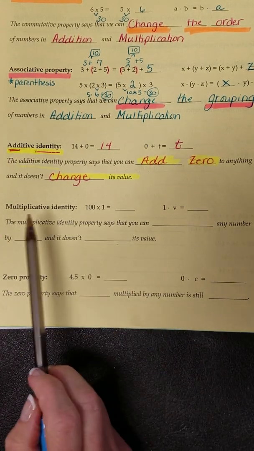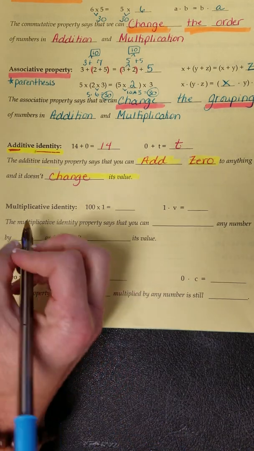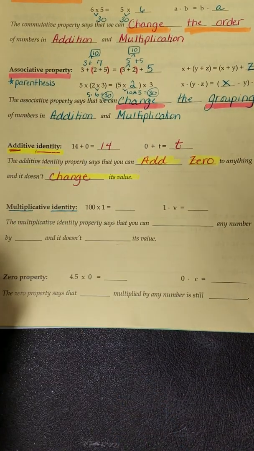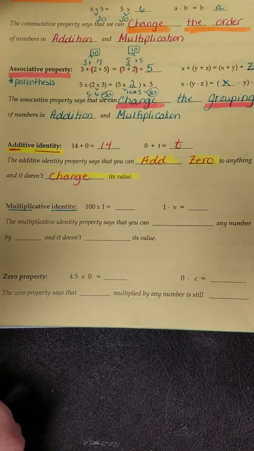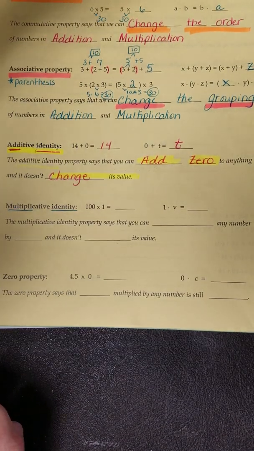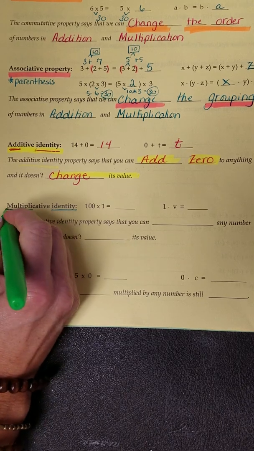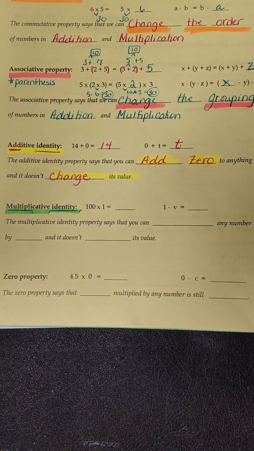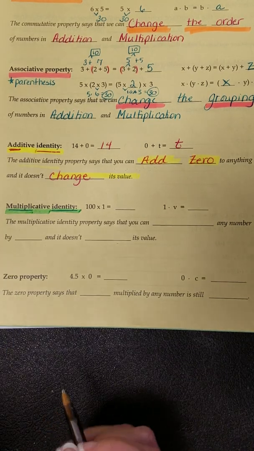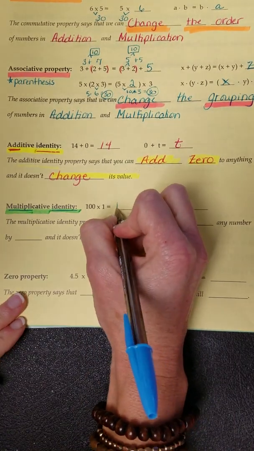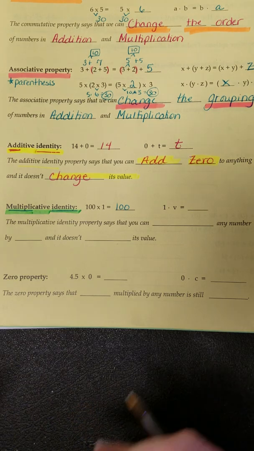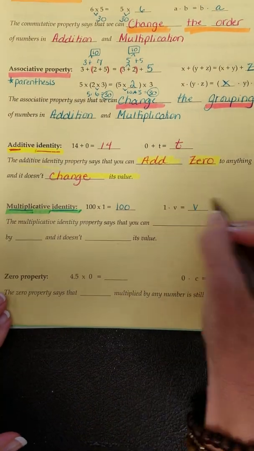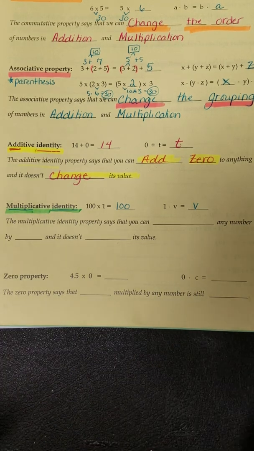Now the multiplication one is called the multiplicative identity. And there might be a word in there that you recognize. How about that? Multiply, right here that I underlined, the multiplicative identity. And we know that anytime we multiply a number by 1, we get the same number. So its identity didn't change. Its value did not change. So 1 times v is still v. 100 times 1 is still 100.